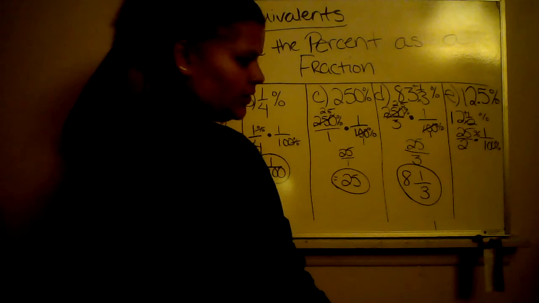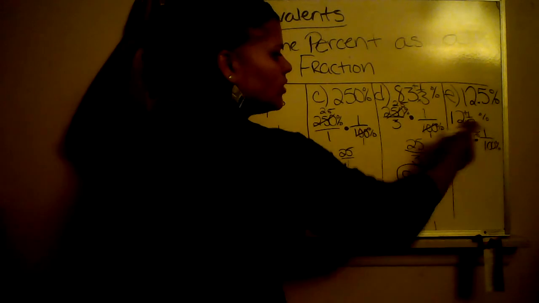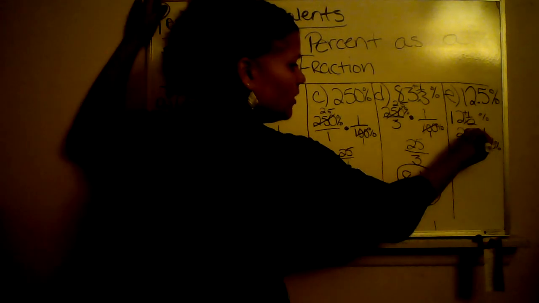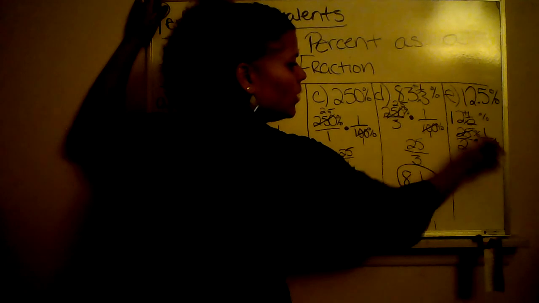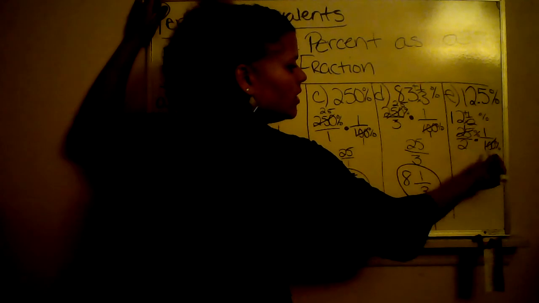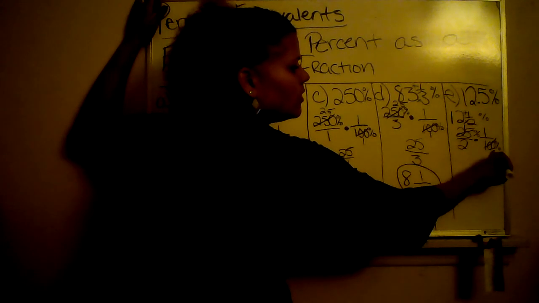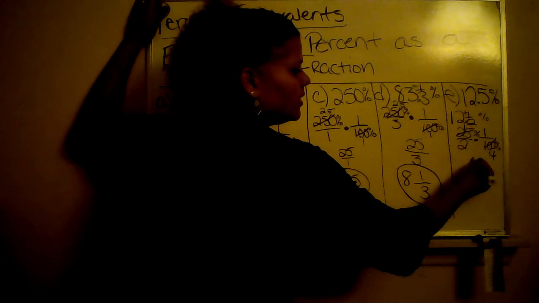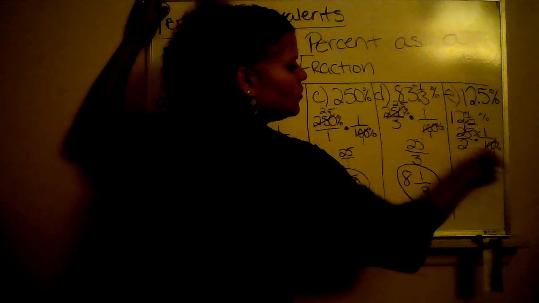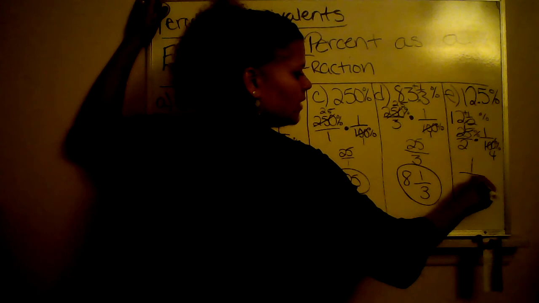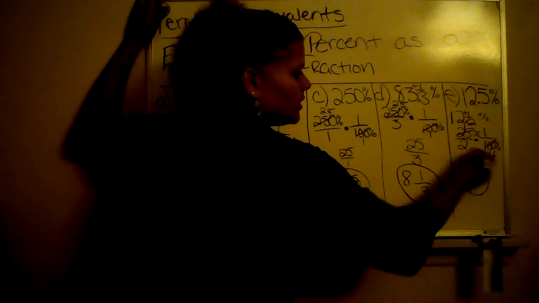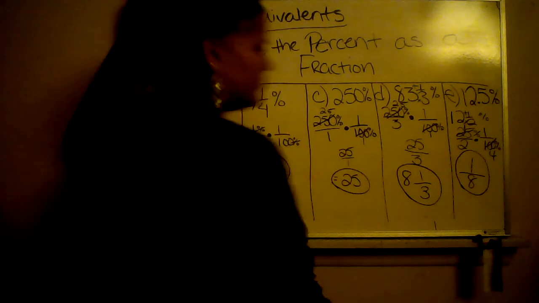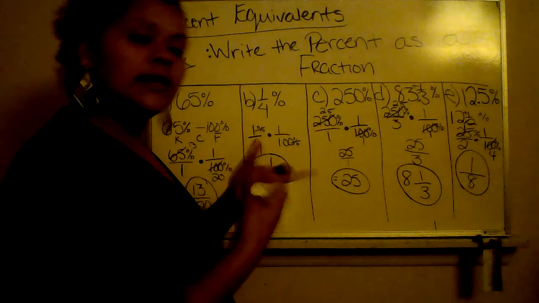So now that we have this going on, 25 and 100 share something. They share 25. 25 goes into 25 once. 25 goes into 100 4 times. So now you have 1 times 1 is 1. And then 2 times 4 is 8. So the fractional part for this is 1/8. And that's how you turn a percent into a fraction.